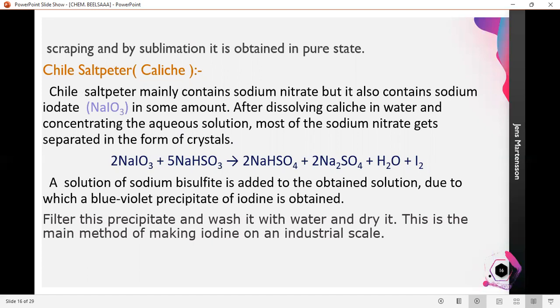A solution of sodium bisulfite is added to the obtained solution, due to which a blue-violet precipitate of iodine is obtained. Filter this precipitate, wash it with water, and dry it. This is the main method of making iodine on an industrial scale.